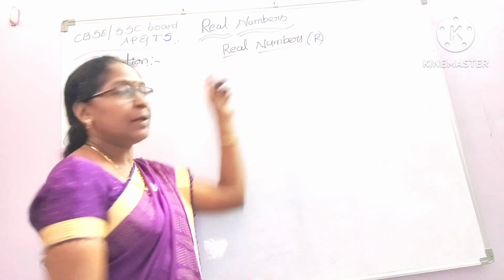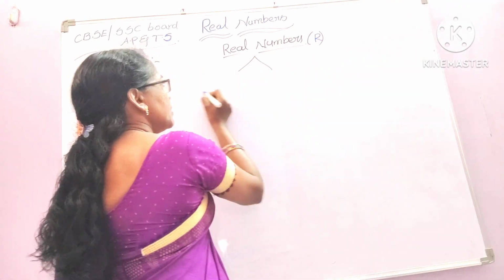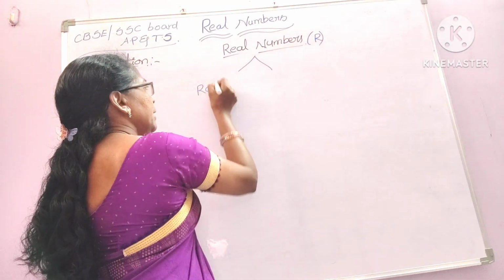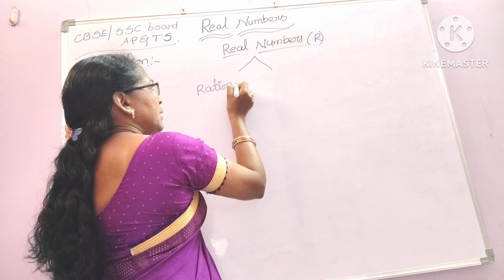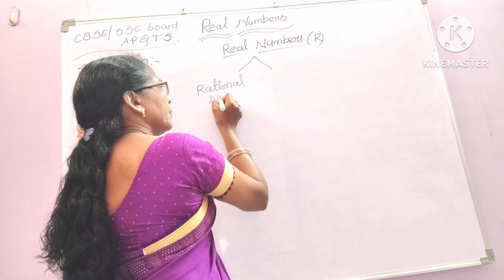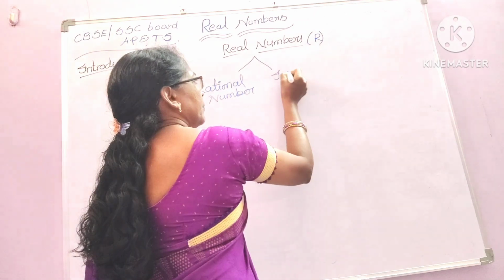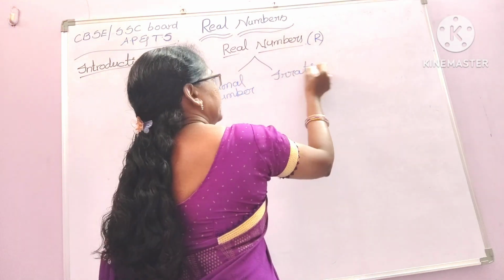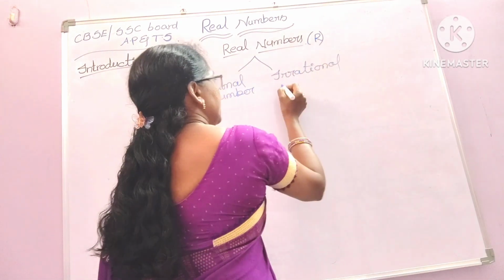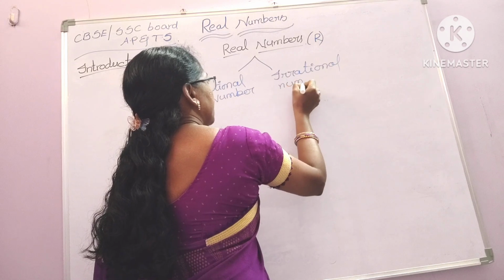Starting letter capital R. Here, the combination of rational and irrational numbers. Rational numbers and irrational numbers.